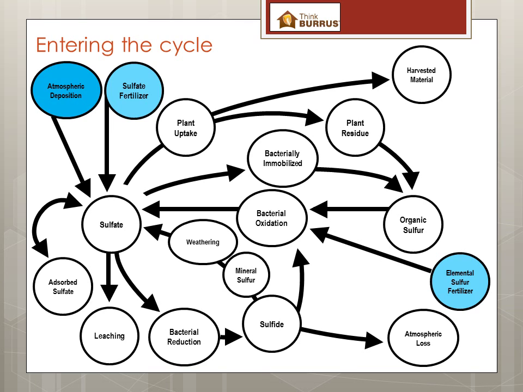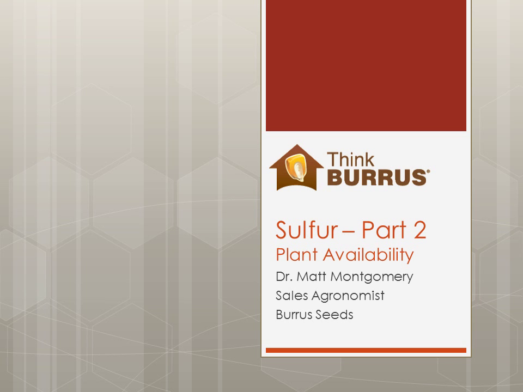Here they are, the 2 major pathways. You can have sulfur enter the cycle through sulfur fertilizer, so sulfate or elemental sulfur, or you can have sulfur enter the cycle through atmospheric deposition, falling out with rainwater. So there you have it.